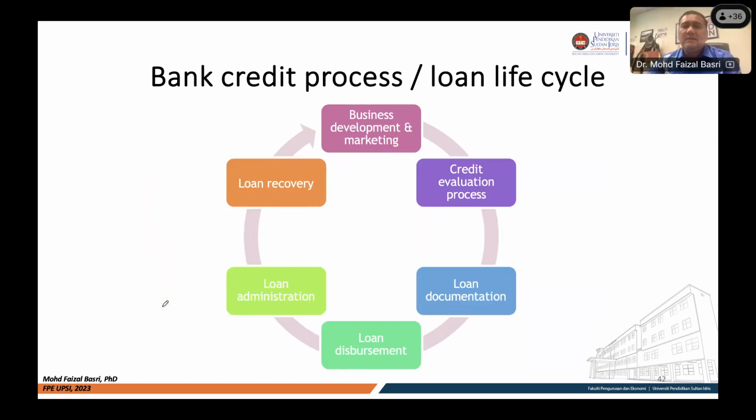From the bank's perspective, they have 6 different bank credit processes. So these are the cycle of a loan. It will start off, number 1, with BD or business development and marketing. In a bank they will have a marketing or sales team or business development team that will promote their products and services to their potential clients. If any potential clients are interested in the products, they might submit their applications with all the relevant documents.